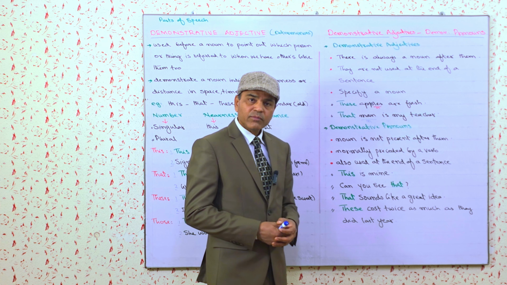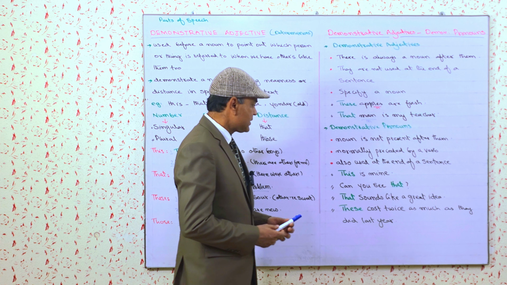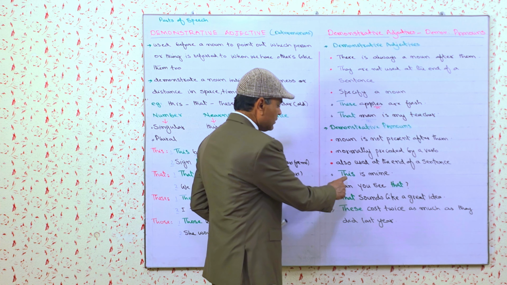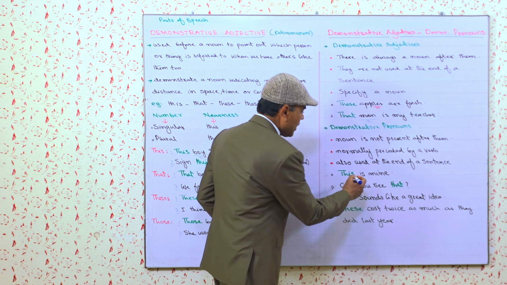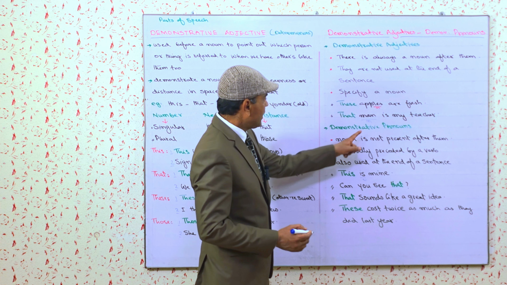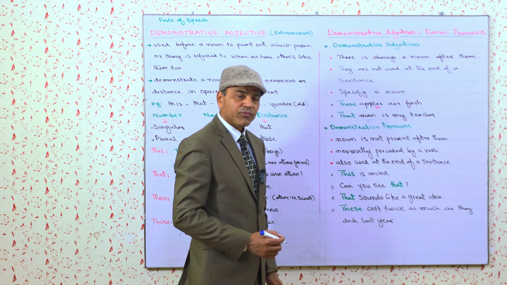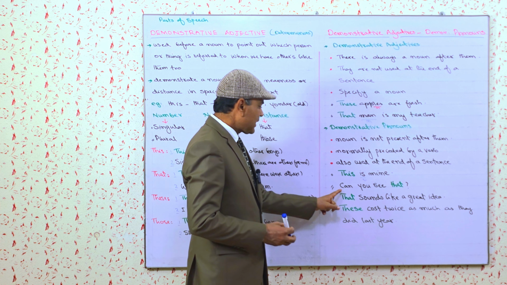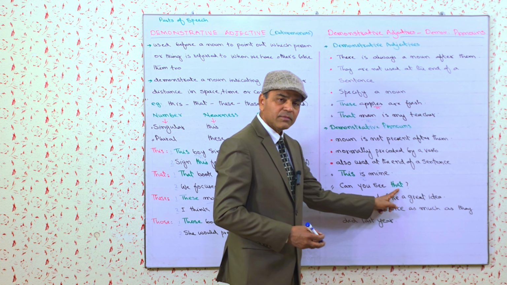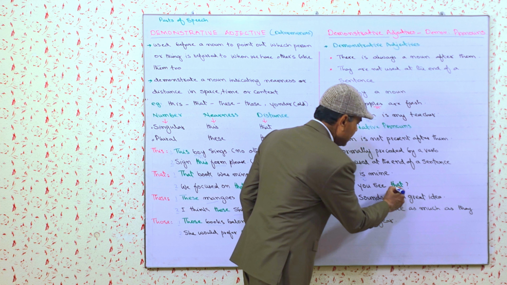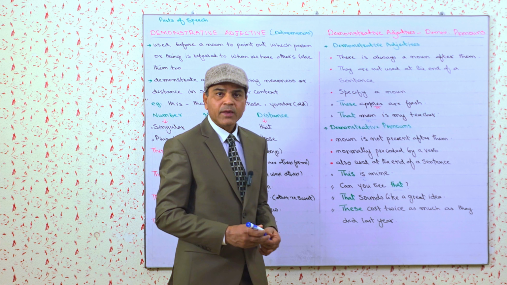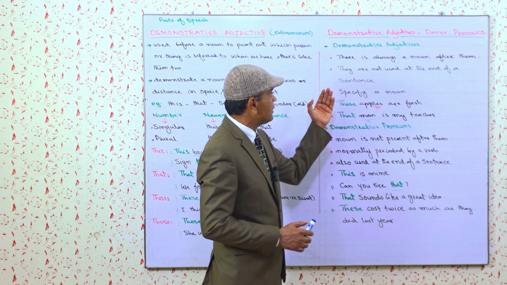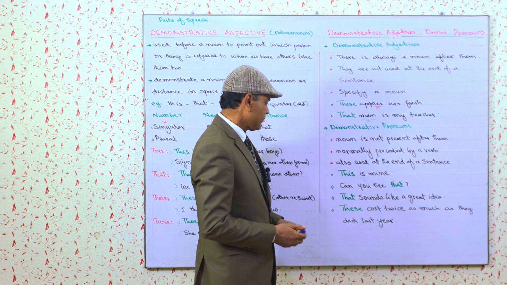Let us understand this whole thing through the examples. This is mine. You can see this is a pronoun, and after that we have a verb. Here we have a noun, here we have a verb. So this will be considered a demonstrative pronoun. Can you see that? Look, this is used at the end of a sentence because it is replacing a noun, and that doesn't happen with demonstrative adjectives.